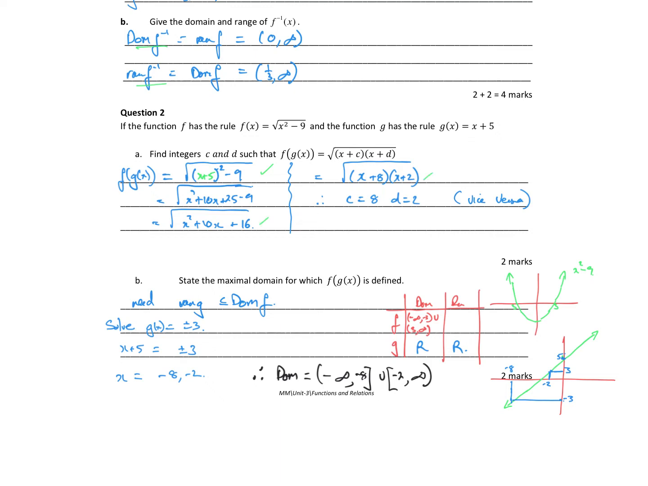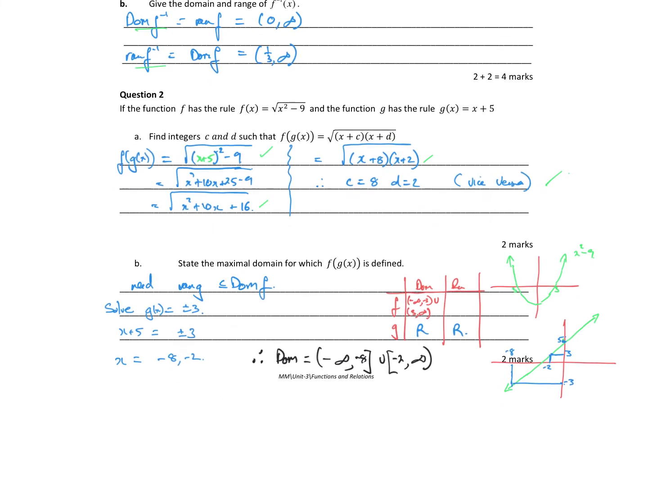Factorize that, I get x plus 8 plus 2. Which means c is equal to 8 and d is equal to 2, or the opposite way around. We've got no information about whether c is bigger than d or anything like that. All right. State the maximal domain for which f of g of x is defined.